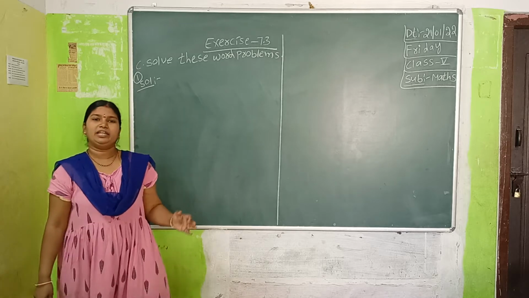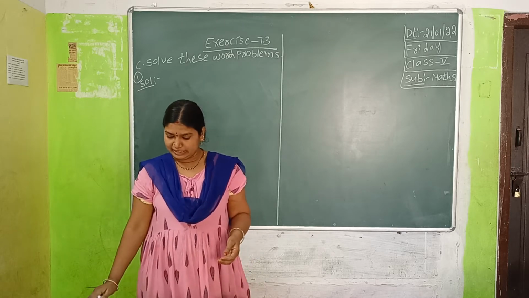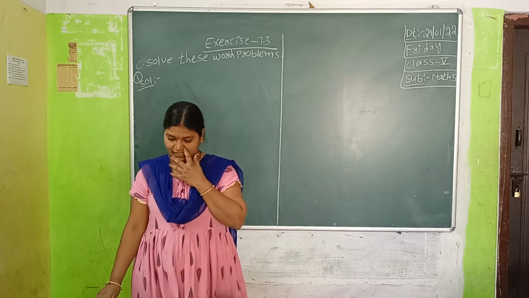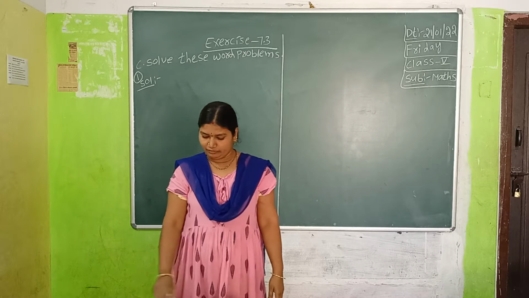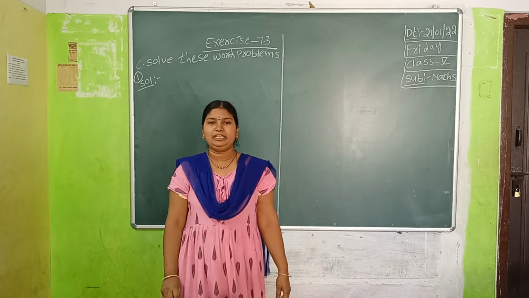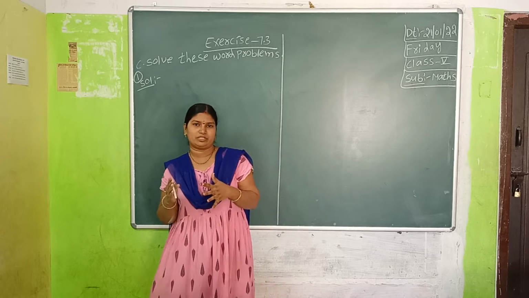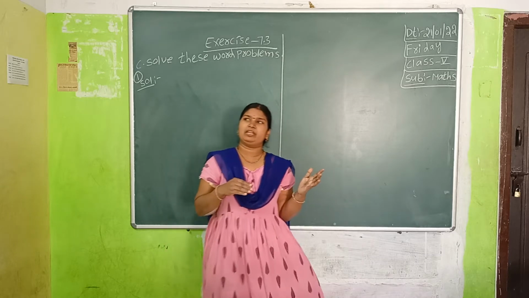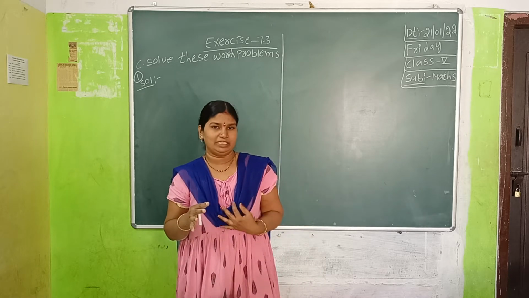Okay. Before the holidays we started the 7th chapter, that is area, perimeter and volume. Perimeter, area and volume. Already we completed how to find the area of the given square shapes and how to find the perimeter of the given square and rectangle. All this we have completed.